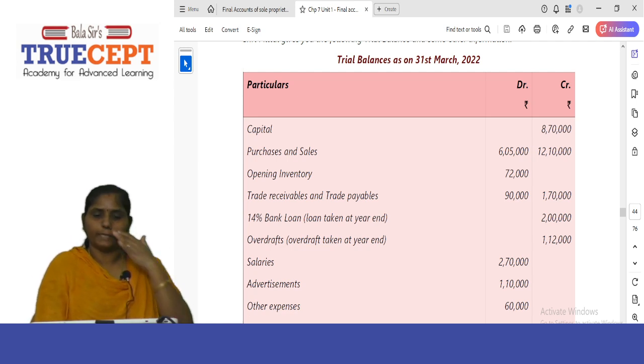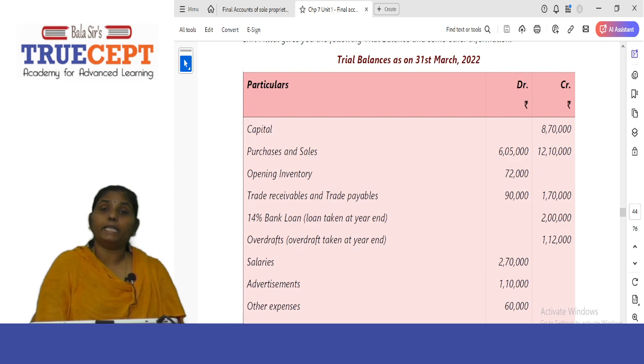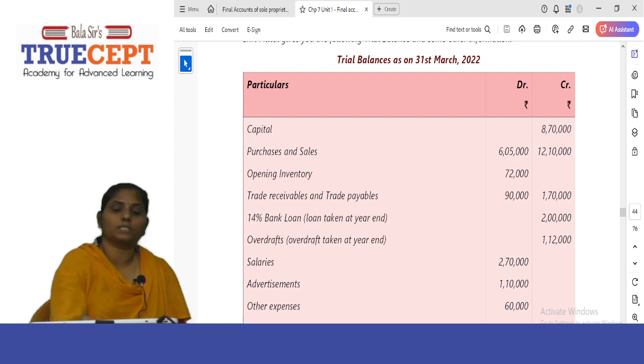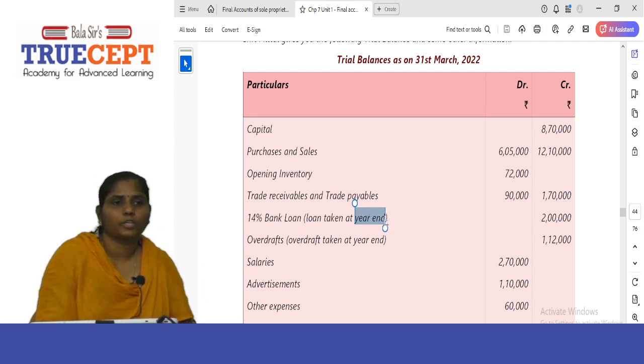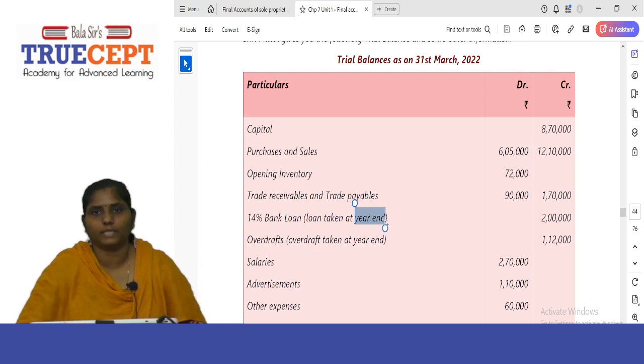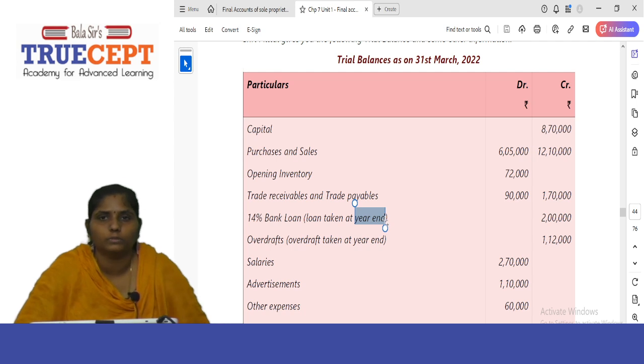Then comes your 14% bank loan. Loan taken at the year end. Remember, inbuilt adjustment. When the date of the loan borrowed and the percentage is given, we have to always calculate the inbuilt adjustment. And very specifically, they mentioned the loan was taken at the year end. What does it mean? You don't have to pay any interest on that loan because it is only borrowed on 31st March 2022. That's the assumption.